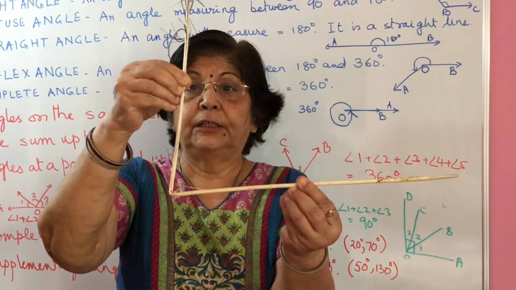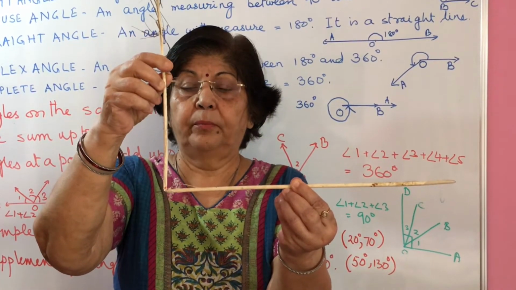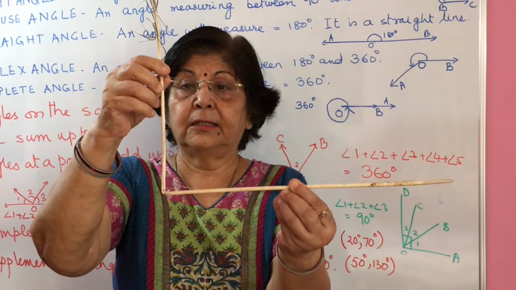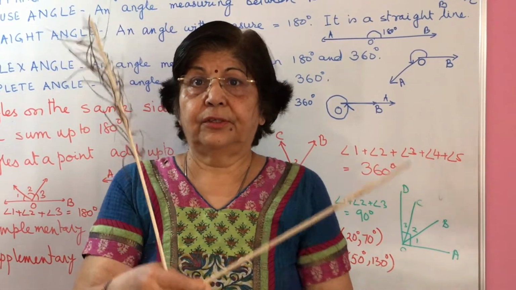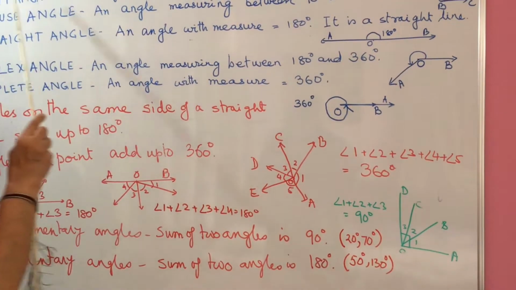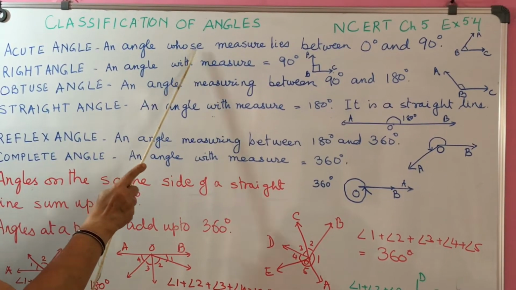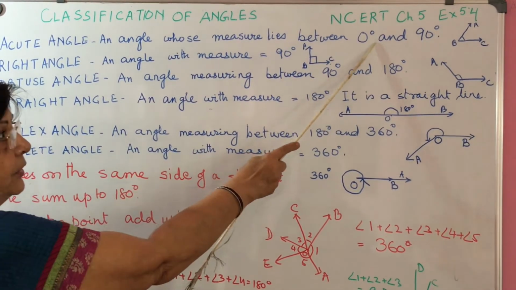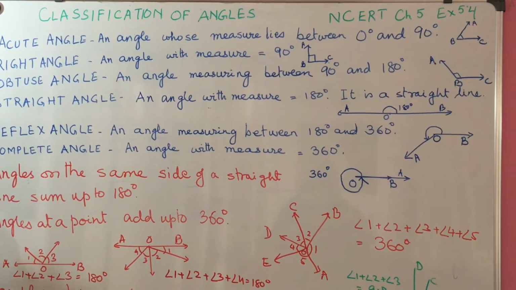Now till this point, that is quarter of the rotation of this arm, we have angles which are less than 90 degrees. So we first say that acute angle, an angle whose measure lies between 0 degrees and 90 degrees, is called an acute angle.